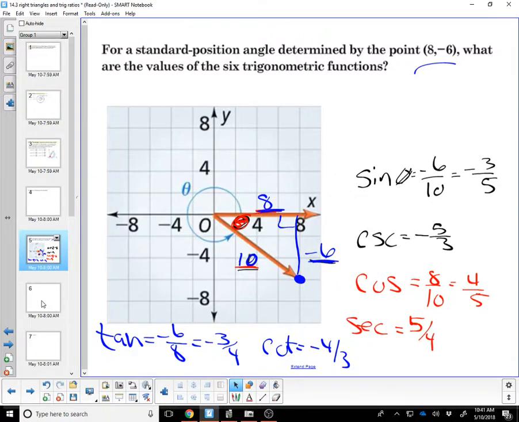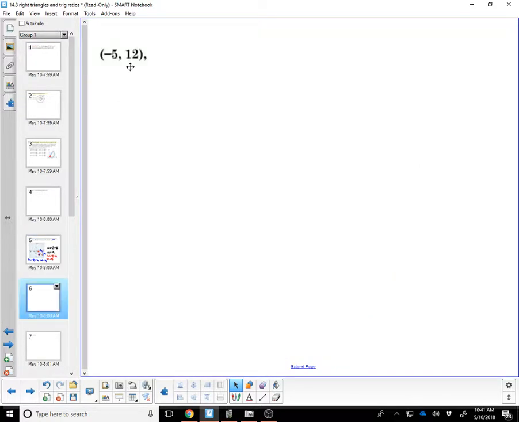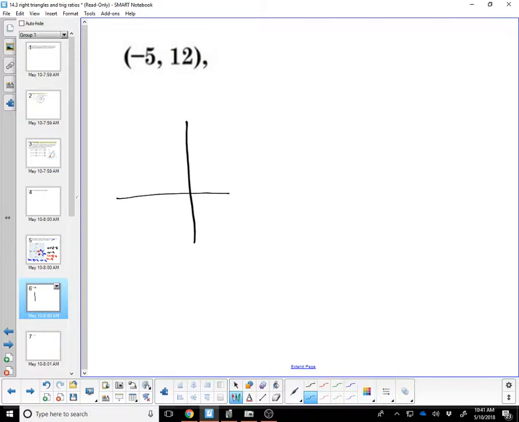Oh, hello. All right, cool. Let's have you guys try it. Find me all 6 trig ratios for this coordinate. Find all 6 trig ratios for that. Now, for those of you that don't remember how to graph a point, negative 5, 1, 2, 3, 4, 5 is here, and 12 is up here somewhere. So the coordinate should be here.